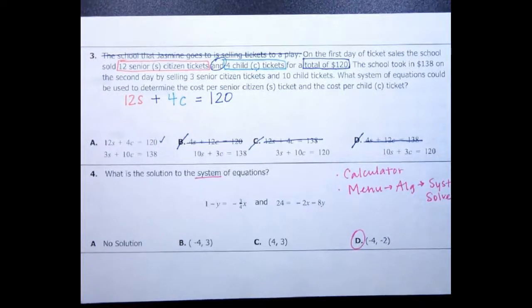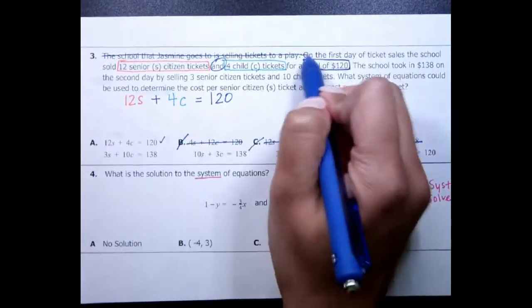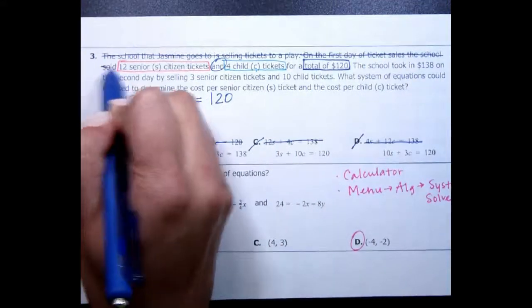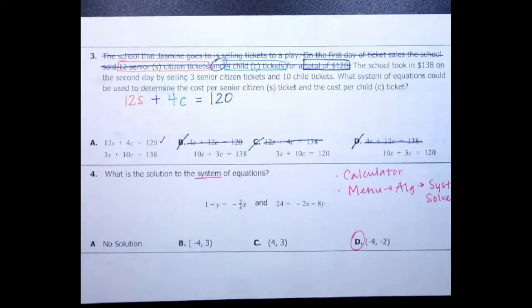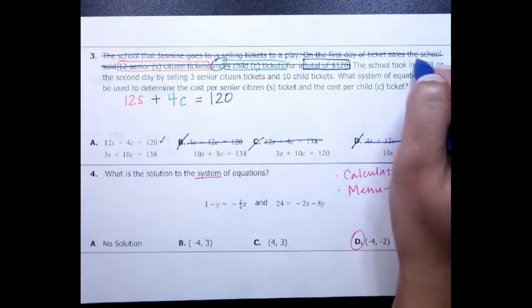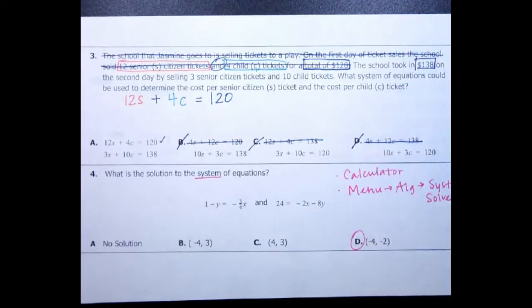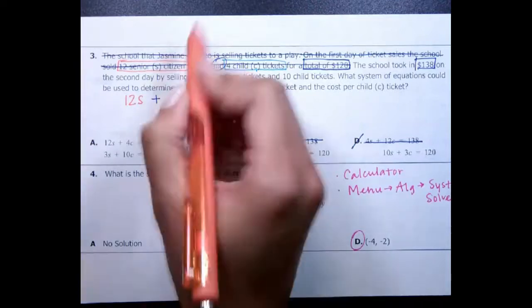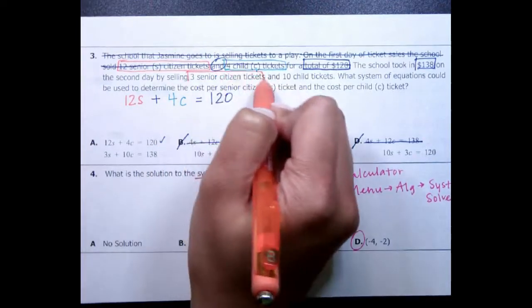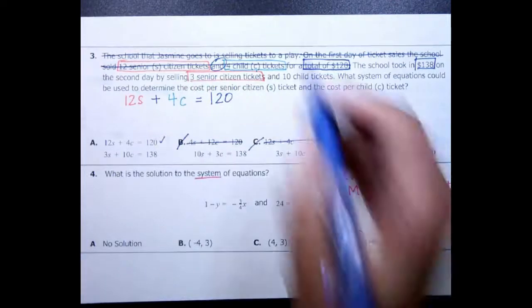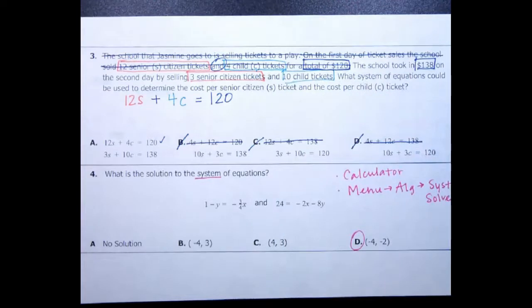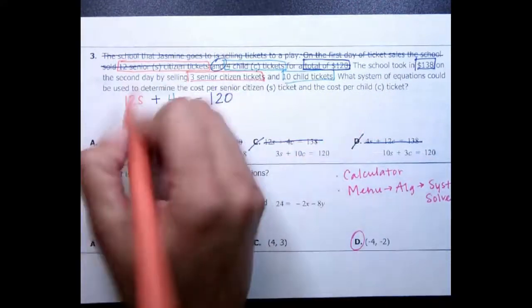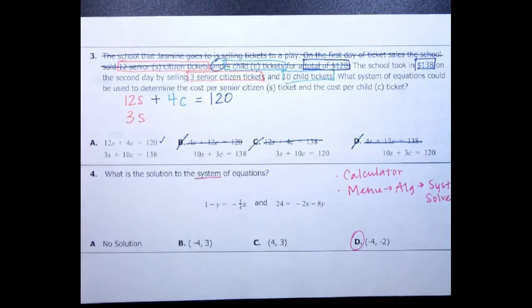So just by writing that one equation, I'm able to find the correct answer. I'm going to go ahead and write the second equation just to make sure. Once I use a part of the sentence to write an equation, I'm going to cross it out so I don't use the same number again if it's only there once. The school took in a total of $138 on the second day by selling 3 senior citizen tickets and 10 child tickets.